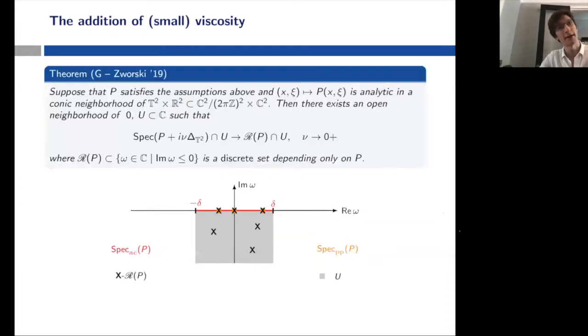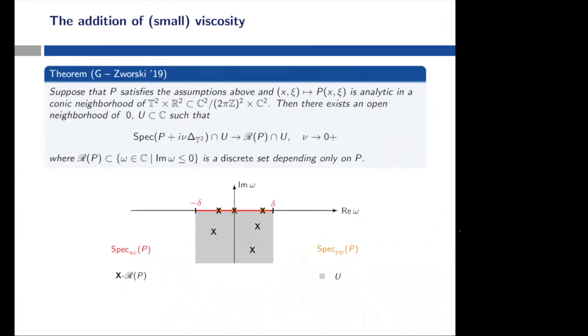Again, I remind you, here's the theorem. It says, once again, that this discrete set, the spectrum of P plus I nu, converges as nu goes to 0 to some fixed discrete set, which depends only on the operator P and not on anything else. It's just depending on the operator P.